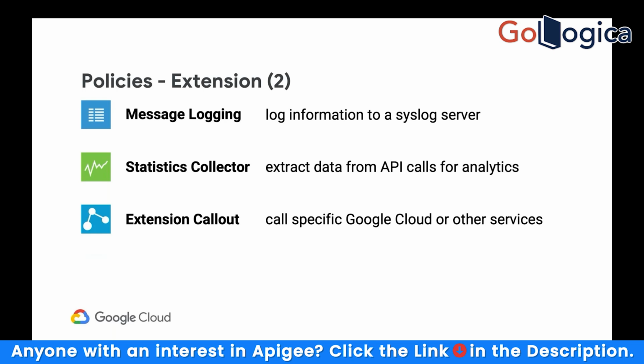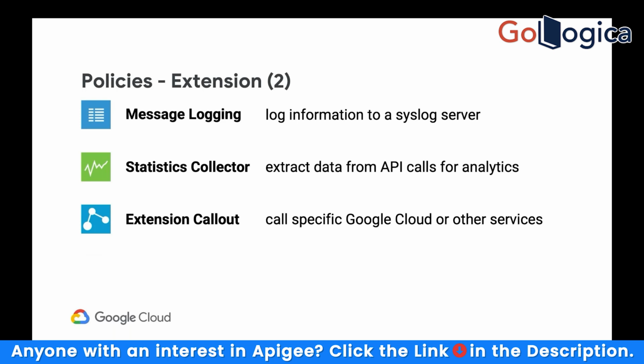Then we have the statistics collector policy. This policy is for when you want to put any custom data in analytics. Analytics captures a lot of data anyway, so most of the time we don't really need it. However, due to a business requirement, in case you have to manually add a few things from the request to analytics, then you can use the statistics collector policy. Then we have extension callout, which will call some other Google Cloud or other services. Those are extensions, so it will call those extensions. So these are the policies.